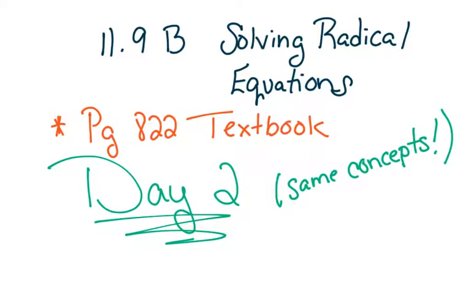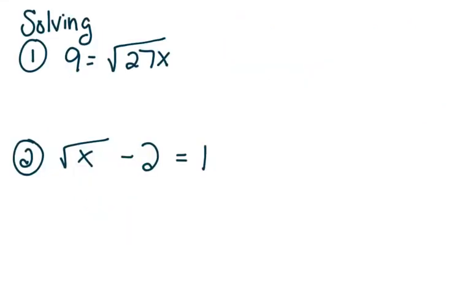All right, we are going to talk about 11.9b. We're still solving radical equations. If you want to follow along in the textbook, it is on page 822 still. And really, this is day 2, if you will. It's your second video of these examples. And really, all I did was take what we learned in the previous video, and I came up with a bunch of examples and mixed them up, and so we'll talk about how to solve each of them. So this is day 2, same concepts as the previous videos.